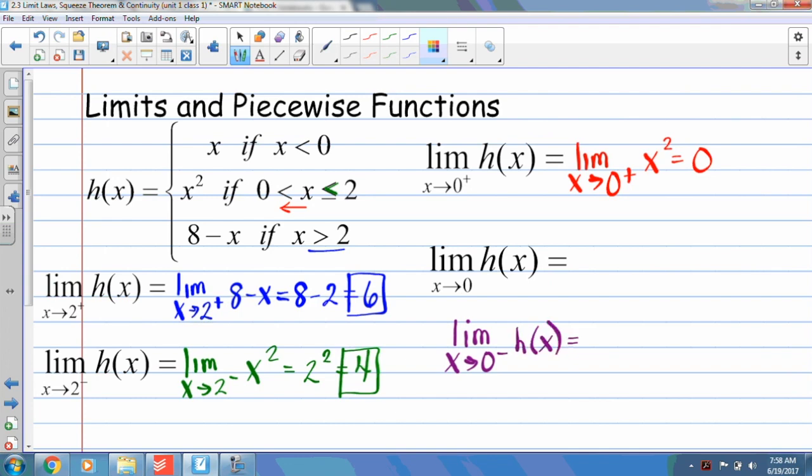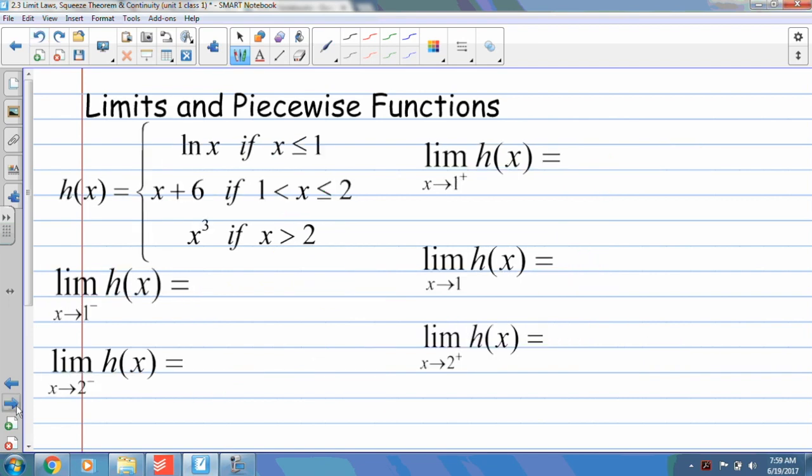So I take the limit as x goes to 0 of h of x from the left, which is going to be x. Oopsie, wrong notation there. So limit as x goes to 0 from the left of x. Okay, and now I plug in, and that is 0. So because those two one-sided limits are 0, my limit as x goes to 0 is 0. Okay, but I needed to find that left-handed limit on my own first.